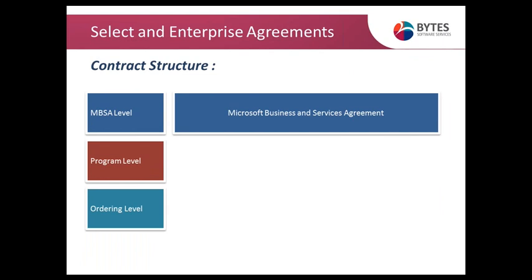If you're a private organisation and you've never taken out a Select or an Enterprise agreement before, then you'll just need to sign one of those. If you're a public sector organisation, then the Cabinet Office has already signed that for you on your behalf.